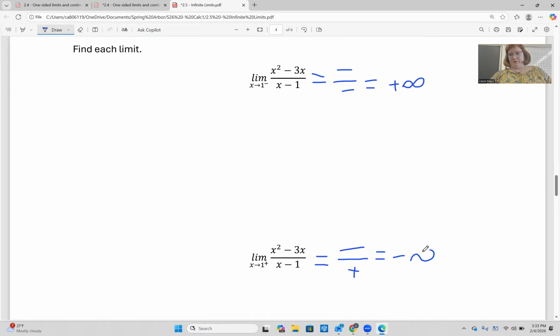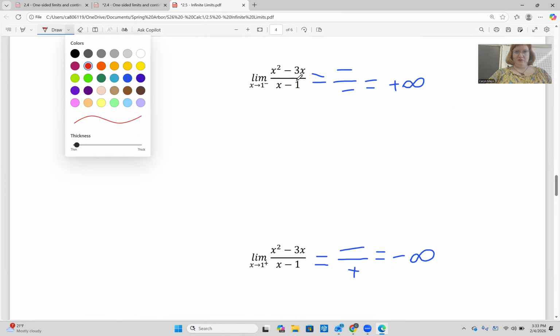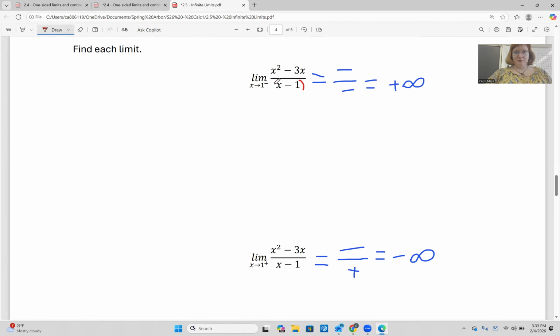And so negative over positive is negative infinity. Right. I had a question. Which of these is going to change if I square the denominator? The denominator becomes squared. What's going to change?